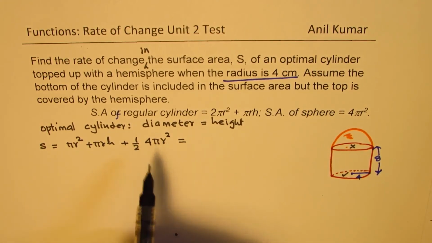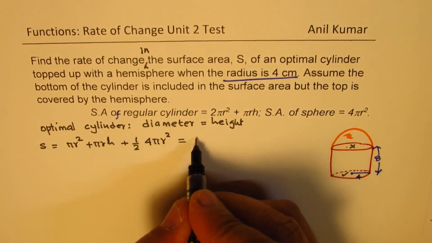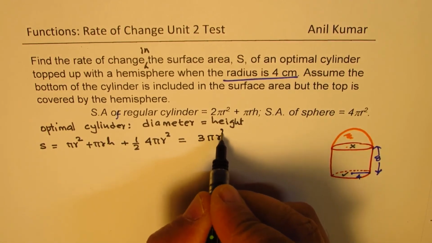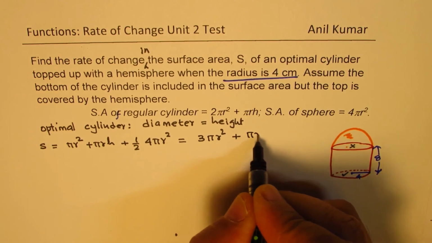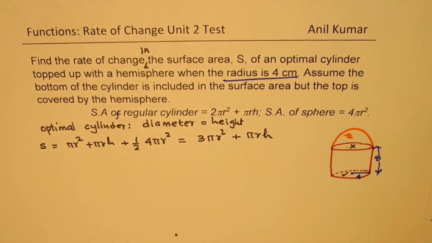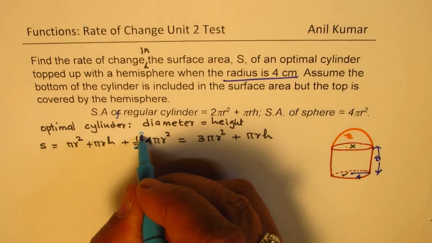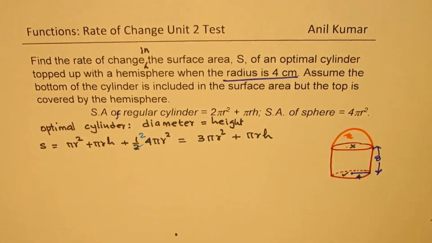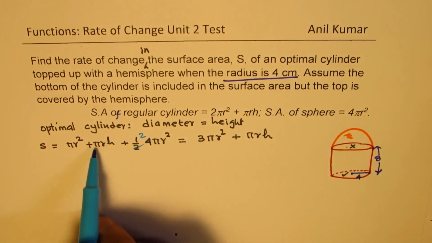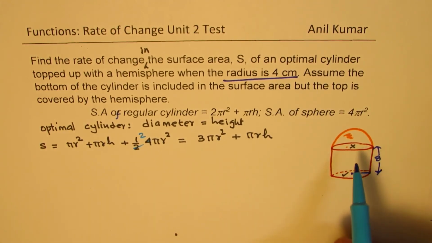So we have 2 pi r square and pi r square as 3 pi r square plus pi r h. Is that clear? So we get our formula. We combine these terms. Perfect. So that is how we get our surface area.